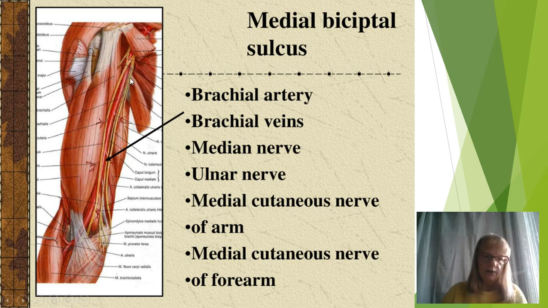Okay, I repeat again, the contents of the deeper spaces of the middle bicipital groove. We have the brachial artery and two brachial veins. Next, we have just the nerves. Median nerve, first one. Here, this one, we have the ulnar nerve. Between median and ulnar, going to the middle aspect of the forearm, we have the medial cutaneous nerve of the forearm. And in the upper part, we have the medial cutaneous nerve of the arm.